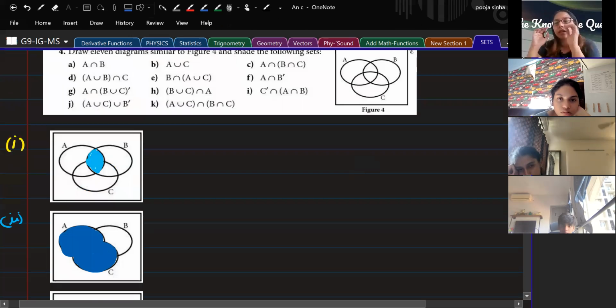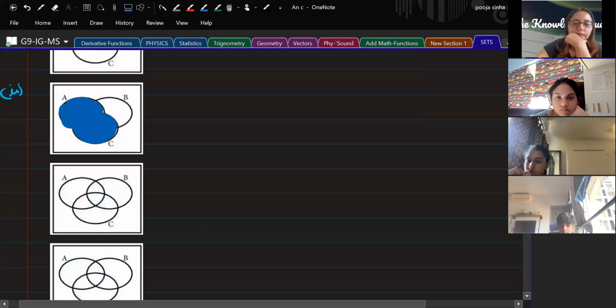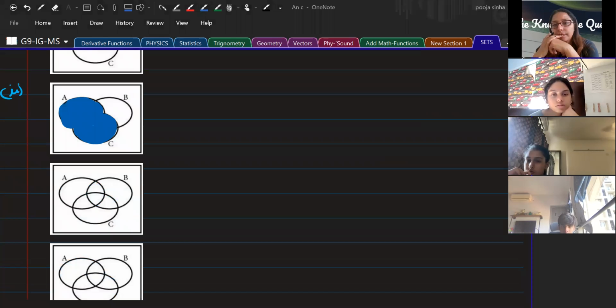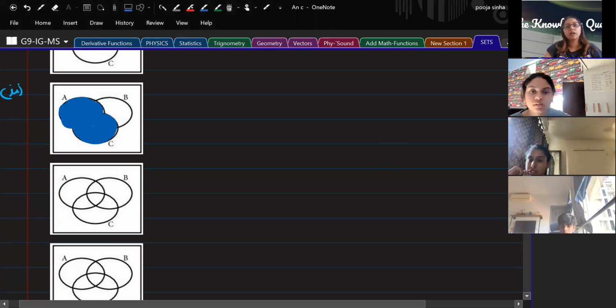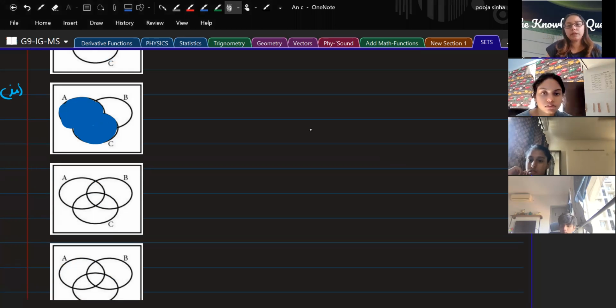Trisha, A intersection with B intersection C. Would it be that part right in the middle? It'll be that part right in the middle.